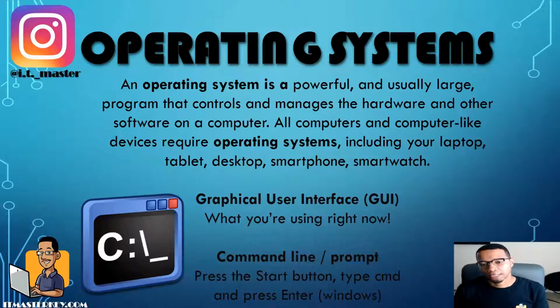So, two different variances in the operating system are the GUI and the command line. The GUI, the graphical user interface, is what we're using right now. So it's pretty pictures and buttons and stuff that we can click on and graphics that we can actually see, right? Now the reverse of that is the command line or the command prompt.